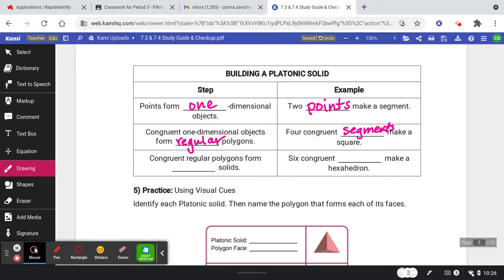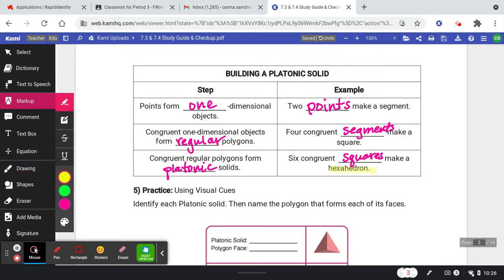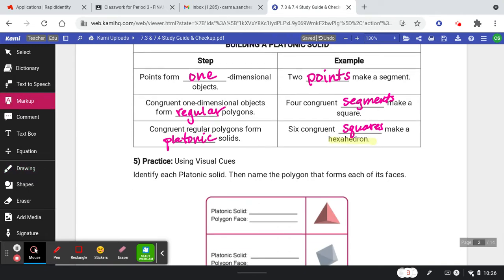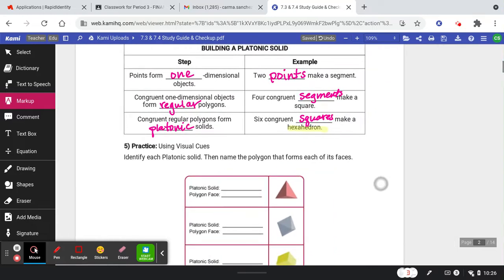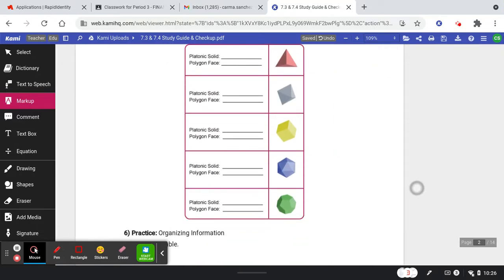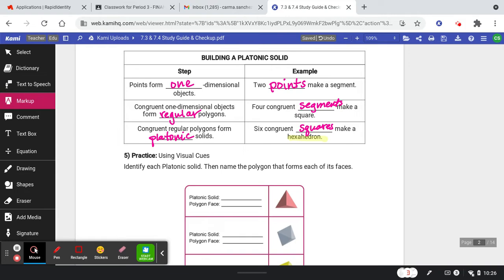And then you've got the congruent regular polygons that form the Platonic solids. And it's got 6 congruent squares that are the faces that make that hexahedron. That hexahedron is one of your Platonic solids. Down here, it's going to actually list them all out. These are the 5 different Platonic solids.